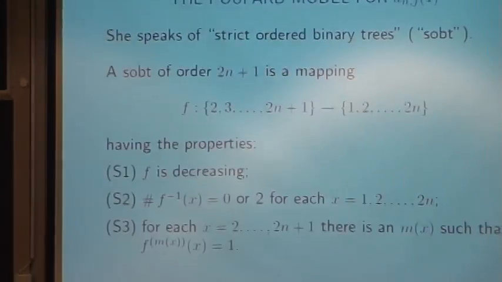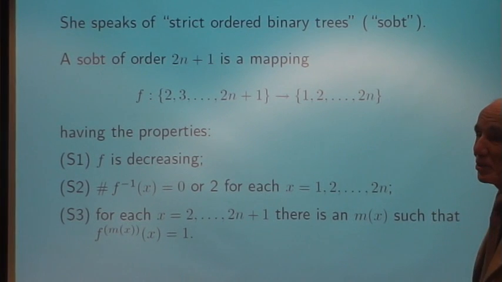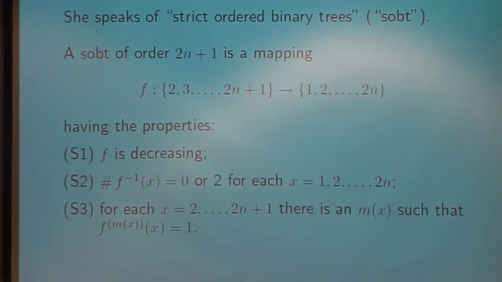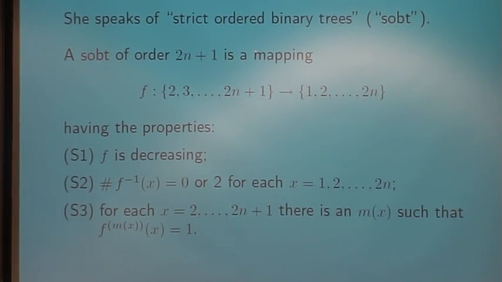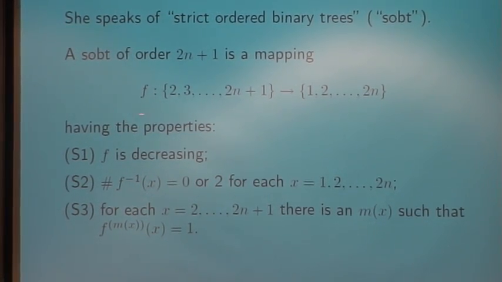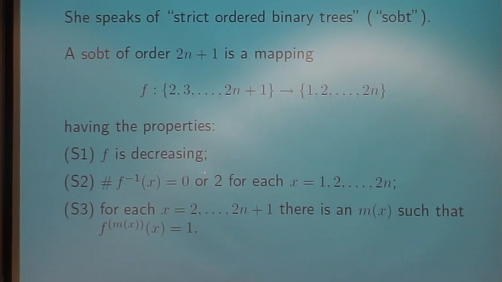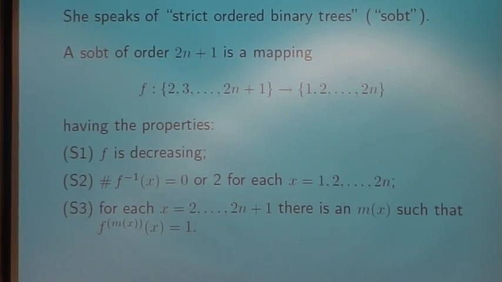Okay, the Poupart. Now I come to Poupart. Okay, that's good, I should have shown you this. See? The Poupart speak of strict ordered binary trees. And let me hold sort. Sort, strict. This is what? F is decreasing. The preimage, either X has no preimage or two preimages.